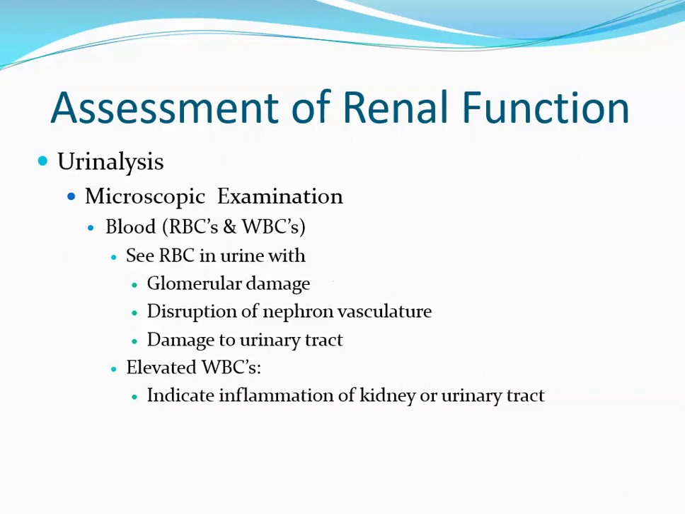You can also do a microscopic examination of the urine. One thing to look for is blood, both red blood cells and white blood cells. When you see red blood cells in the urine, this is associated with glomerular damage or disruption of the nephron vasculature or possible damage to the urinary tract. Elevated white blood cells indicate inflammation of the kidney or the urinary tract.